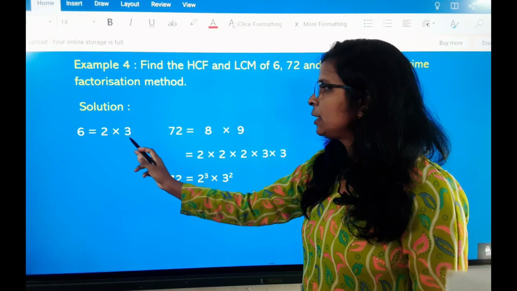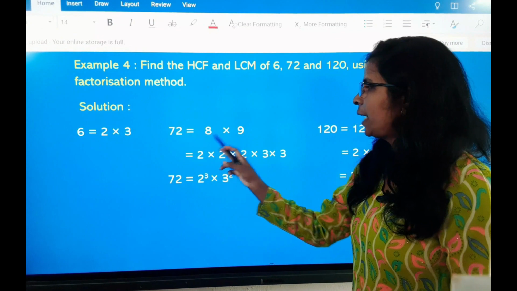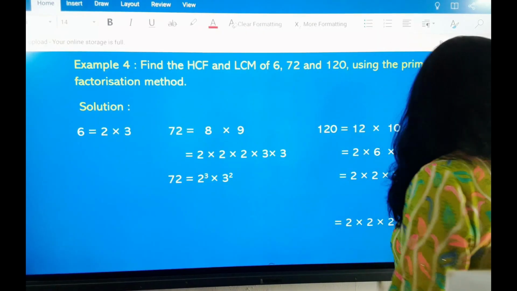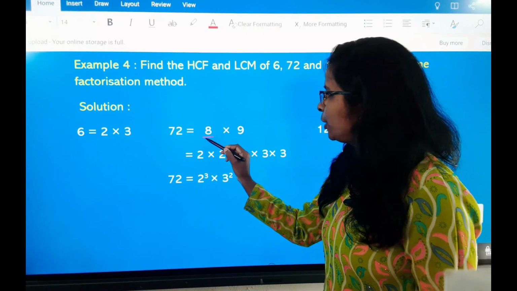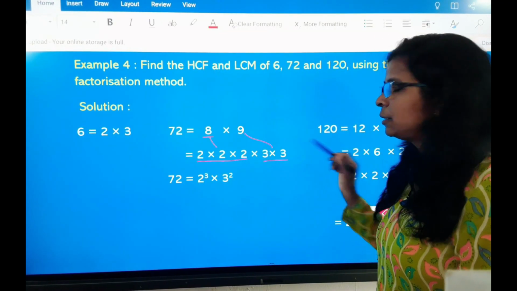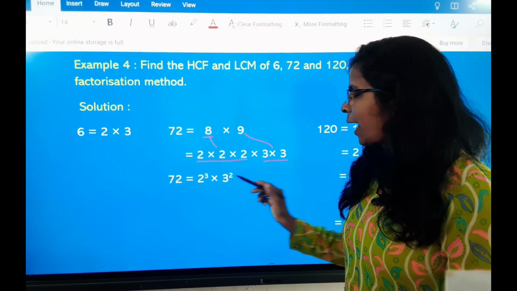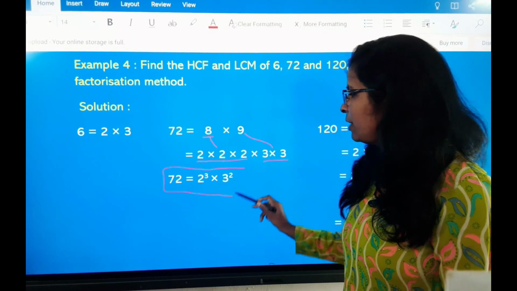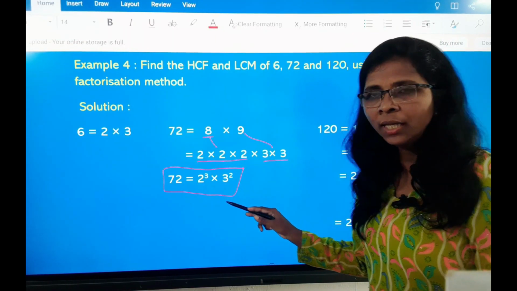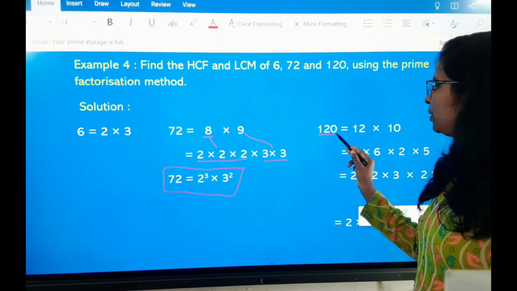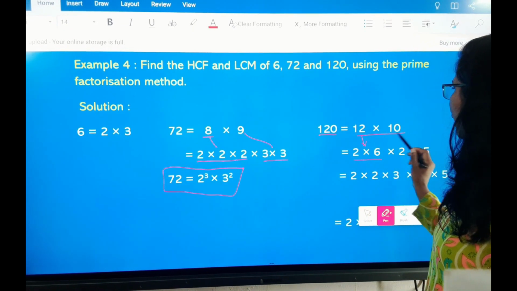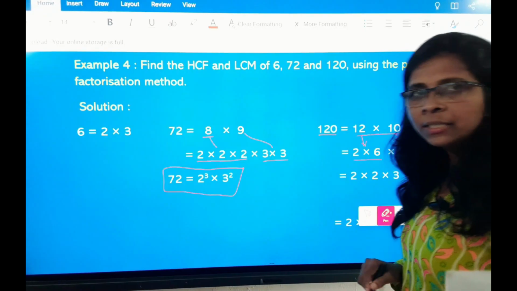6 is equal to 2 multiply 3. 72, that is 8 nines are 72. So 8 into 9, product of the factors of 8, that is 2 twos are 4, 4 twos are 8, and the factors of 9, that is 3 multiply 3. So in power form we get 72 is equal to cube of 2 and square of 3. Now get the factors of 120, that is 12 tens are 120. Now the factor of 12, 2 sixes are 12, and the factor of 10, that is 2 fives are 10.